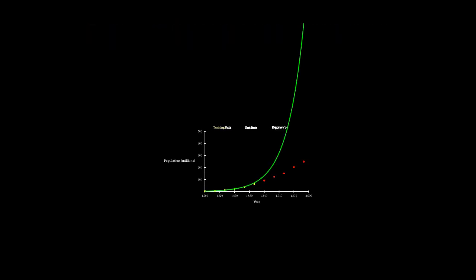Now let's extend our predictions to the held-back test data from 1900 to 1990 and see how the model performs. The red dots represent the actual test data from 1900 to 1990. Notice how the exponential model in green consistently overestimates the population in later years. The exponential model fails dramatically on the test set. By 1990, it predicts over 400 million people, while the actual population is only 249 million.